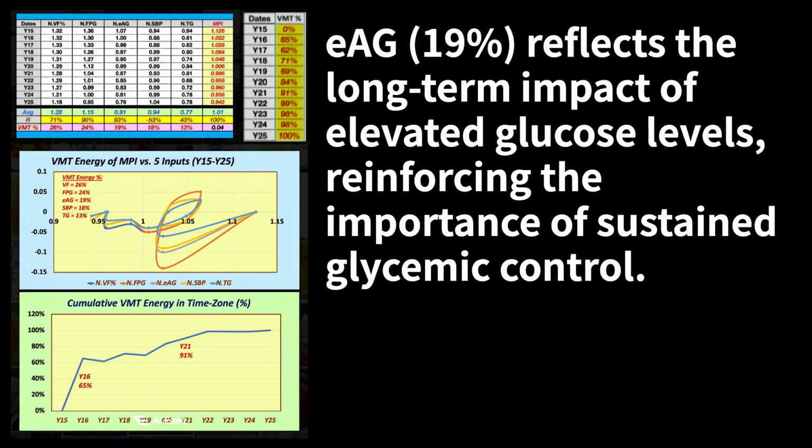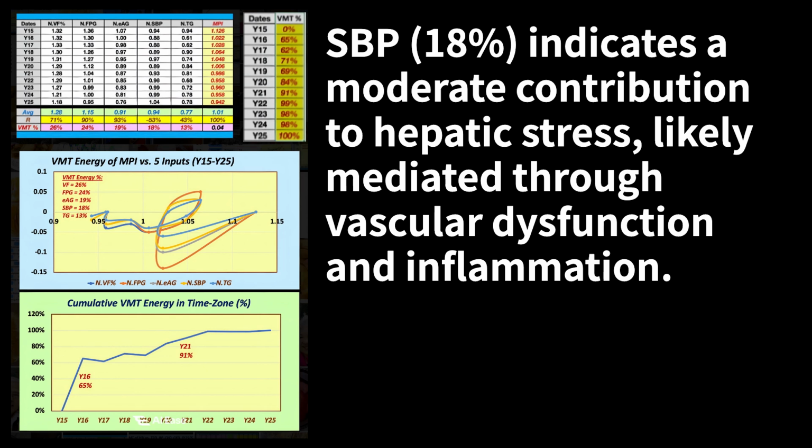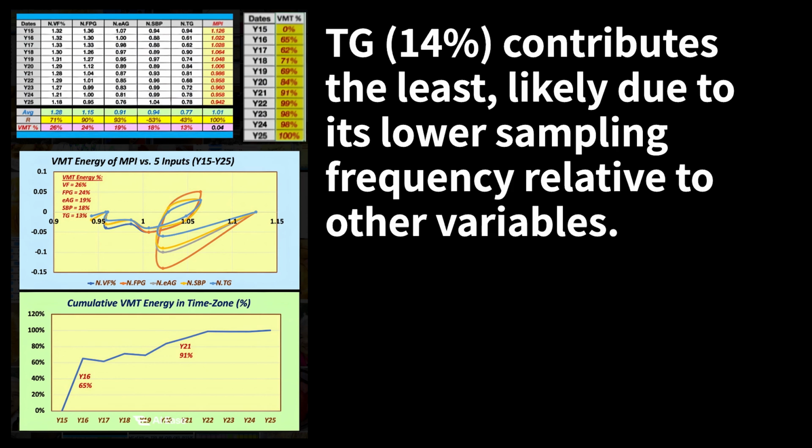E at G, 19%, reflects the long-term impact of elevated glucose levels, reinforcing the importance of sustained glycemic control. SBP, 18%, indicates a moderate contribution to hepatic stress, likely mediated through vascular dysfunction and inflammation. TG, 14%, contributes the least, likely due to its lower sampling frequency relative to other variables.